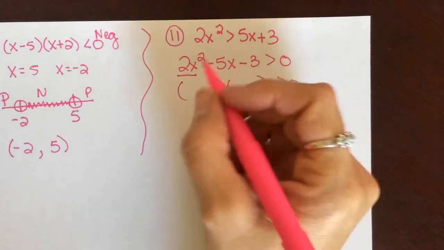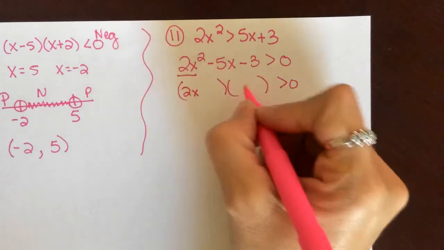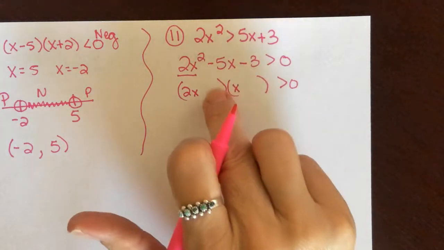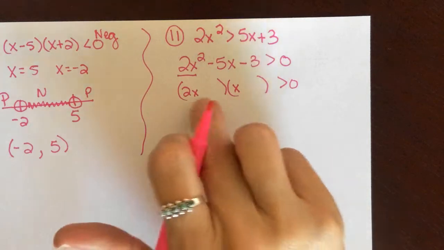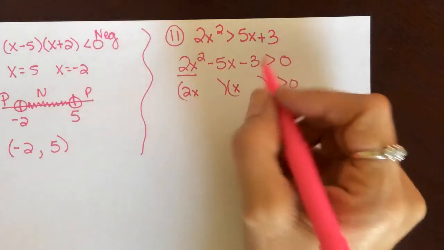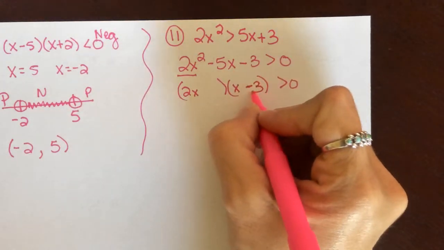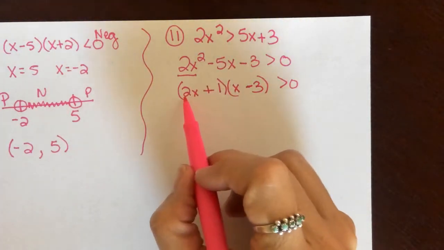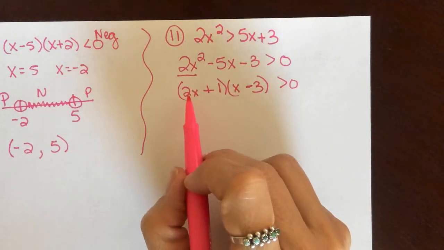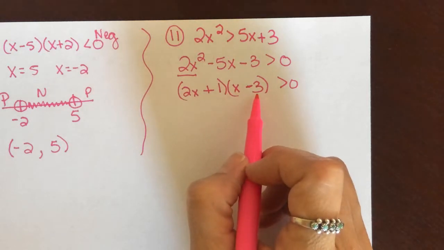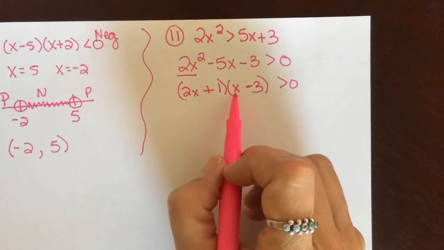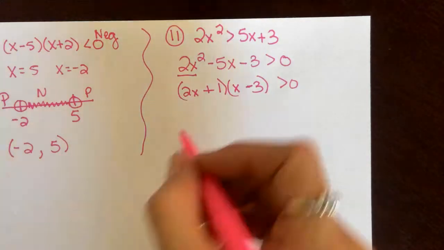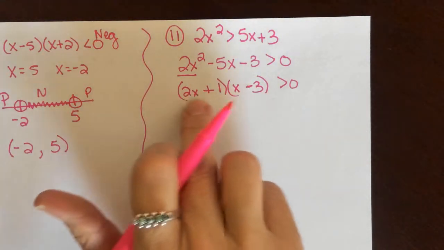Because this is a 2x squared, I know I'm going to have a 2x and an x. I need factors of negative 3 to go right here that, when I FOIL, will give me a negative 5. So this is going to be a negative 3 and a positive 1. Let me just double check. 2x times x is 2x squared. 2x times negative 3 is negative 6. 1 times x is positive x. Negative 6 and positive 1 is negative 5. Okay, so that checks.